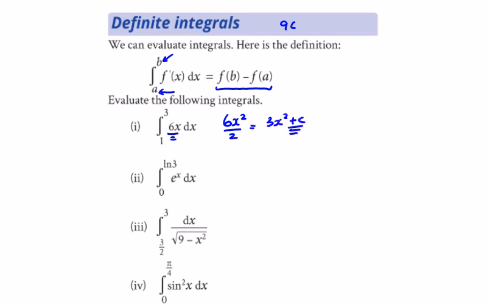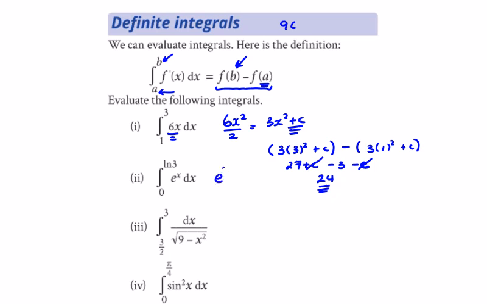Now I'll just put the c into this one, but you'll see what happens here. So we put in the 3. So we're going to get 3 by 3 squared plus c, and then it's minus the bottom one, 1, so 3 by 1 squared plus c. So we're going to get 27 plus c minus 3 minus c. So you can see what happens with the c's in these questions. They disappear, so you won't see me putting it in again. So just 24.